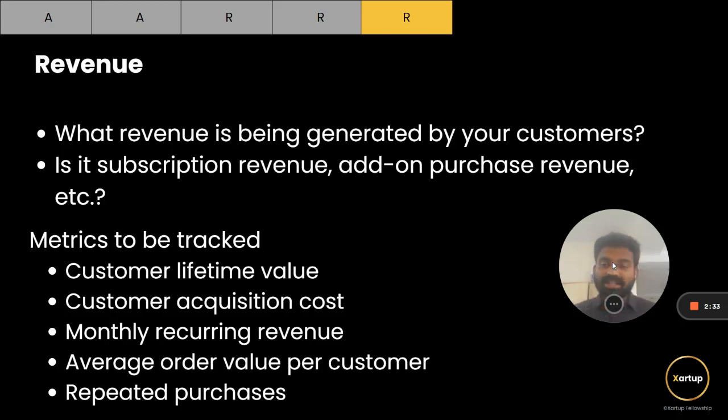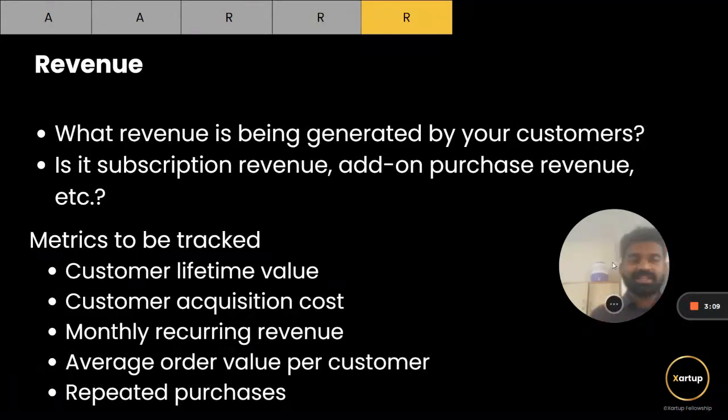Then monthly recurring revenue: on a monthly basis, what is the revenue that I'm able to recurringly produce from a customer. And what is the average order value per customer? Take Zomato, for example, within a stretch of 30 days or 15 days, what is the average order value? Let's say every day I can be sure that from this customer I can get 100 rupees. This kind of metric is also very important, to understand the average value I can get from a customer in terms of revenue.